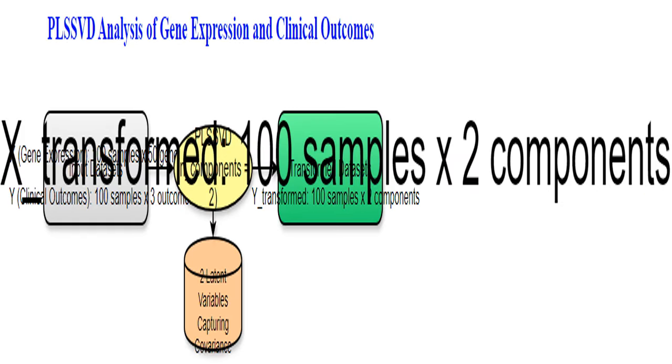These 2 components are called latent variables. They represent hidden factors that capture the relationship, the covariance, between gene expression levels and clinical outcomes. I'm essentially saying, I believe that these 2 hidden factors are largely responsible for the relationship between what I see in X and what I see in Y.